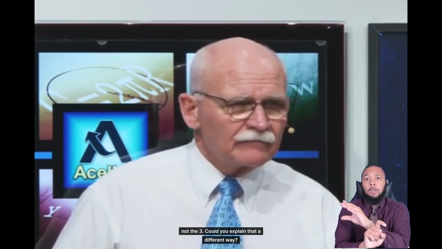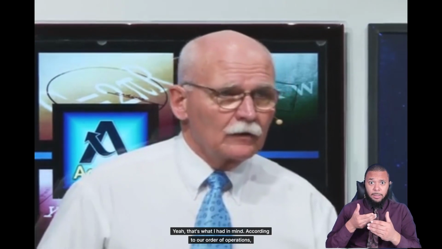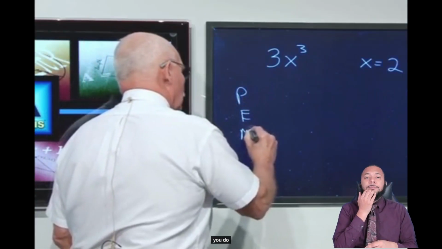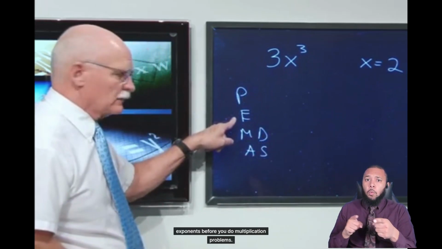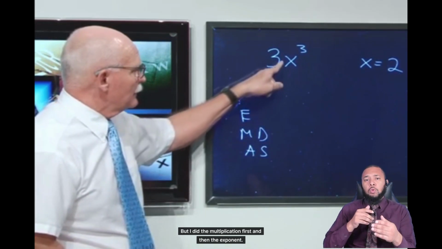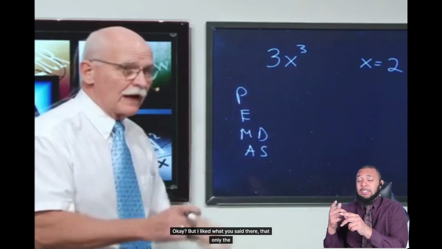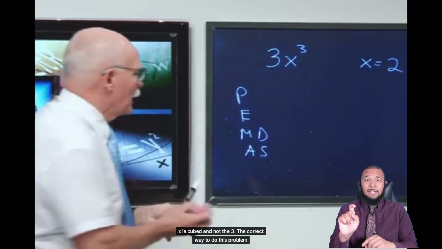Could you explain that a different way? According to order of operations, you do the exponents. Yeah, that's what I had in mind. According to our order of operations, you do exponents before you do multiplication problems. But I did the multiplication first and then the exponent, okay? But I liked what you said there, that only the x is cubed and not the 3.